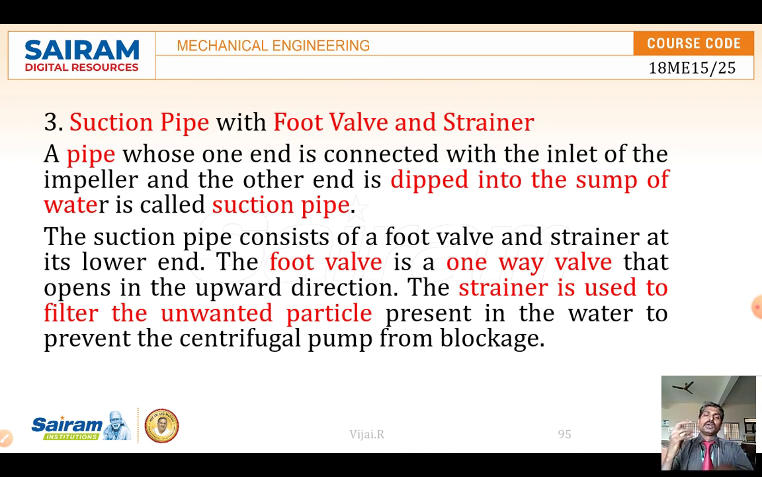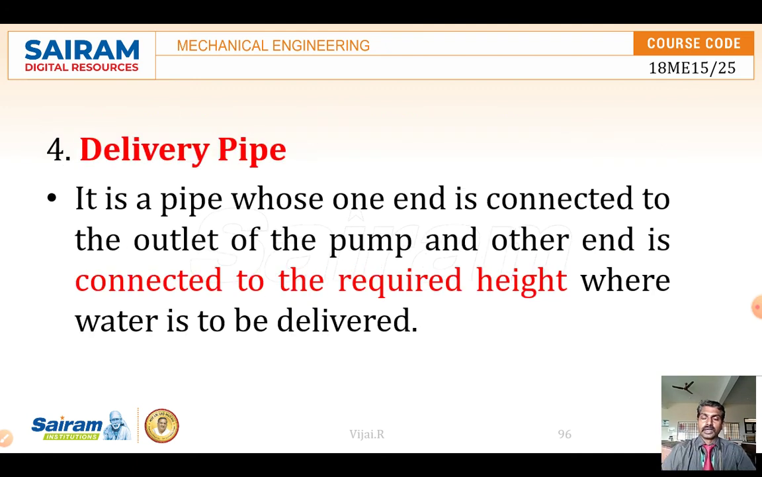The foot valve is a one-way valve. It just allows the water inside and won't allow the water to go back. The water gets inside and can move upward through the suction pipe, but it won't allow the water to go downward. So the foot valve and the strainer are very important here in the suction pipe.